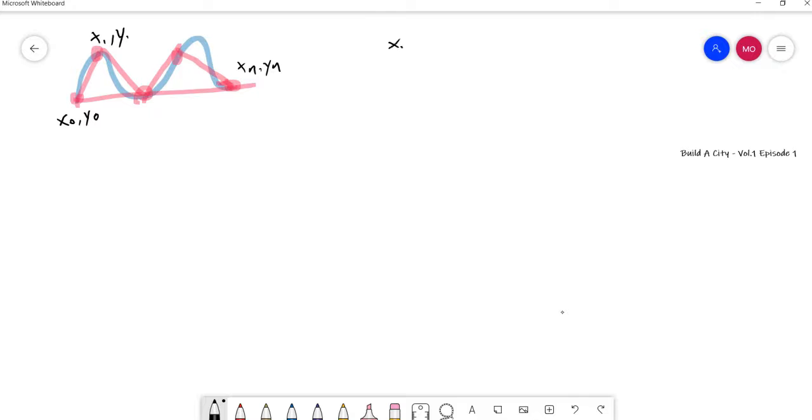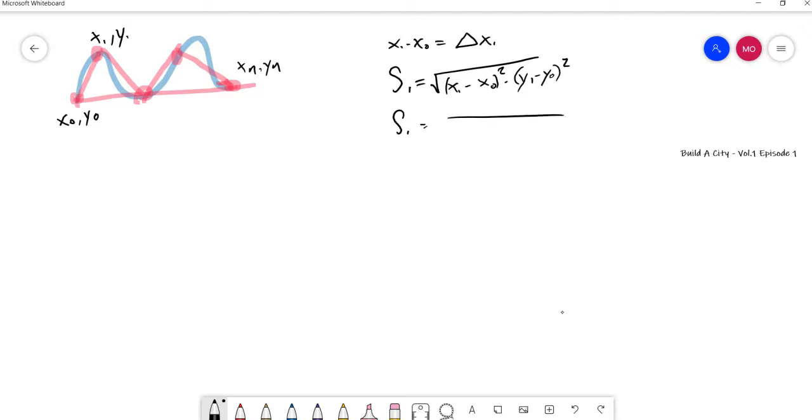To help us along, we'll label the points along the curve, and we'll start to build upon what we can use to conceptualize this infinity number. First of all, we have x1 minus x naught equals the change of x1, or delta x1, which is a Greek symbol. On the second line, we have the first segment, s1, which equals the square root of (x1 minus x naught) squared plus (y1 minus y naught) squared. And that is the distance formula.